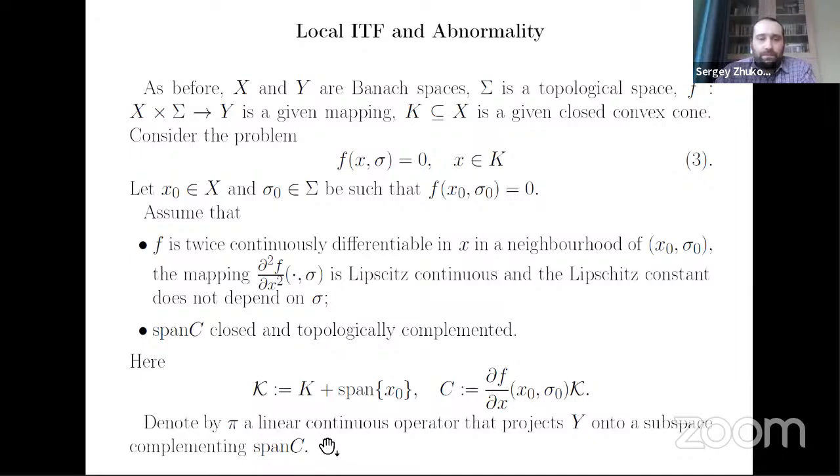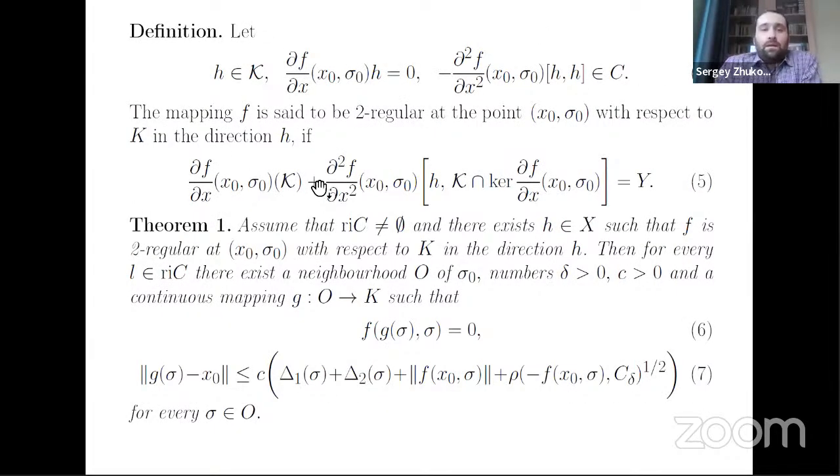Since this linear shell is topologically complemented, there exists a projection of the space Y to this subspace. And we denote this projection by P. We will say that the mapping F is 2-regular at the point x0 sigma 0 in the direction H if H belongs to the set K, it also belongs to the kernel of this linear operator, and its second derivative satisfies this inclusion, and equality 5 holds.